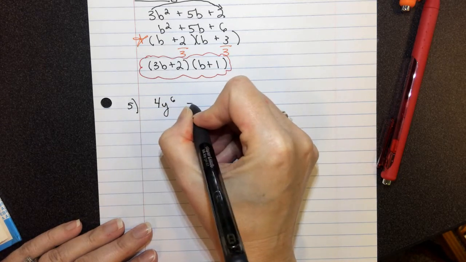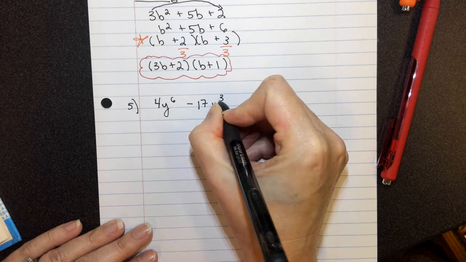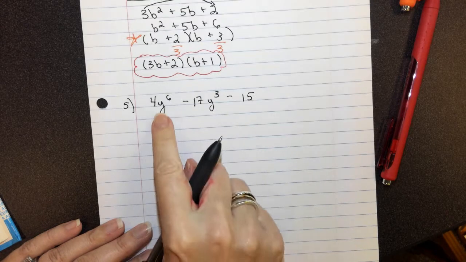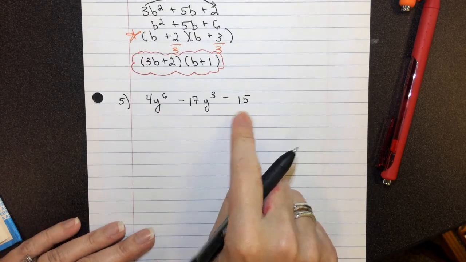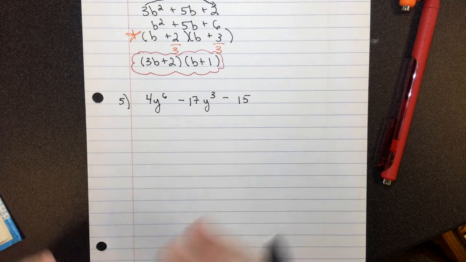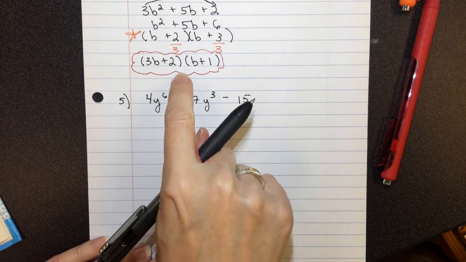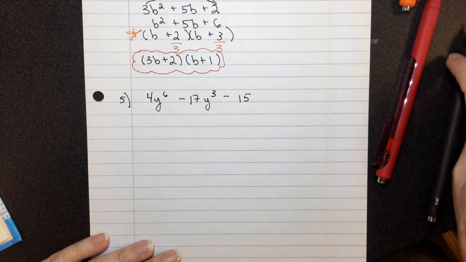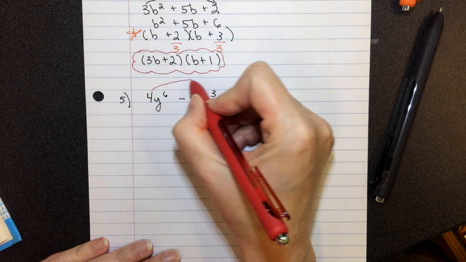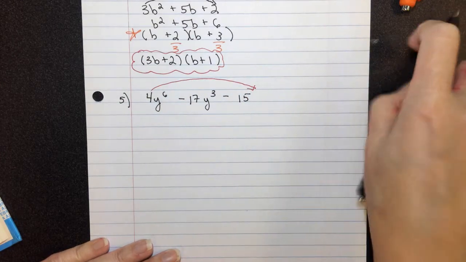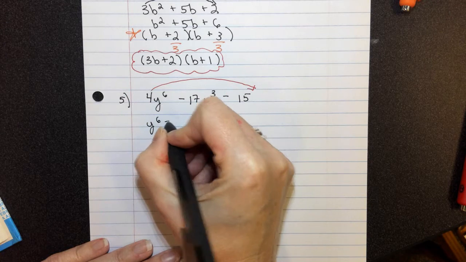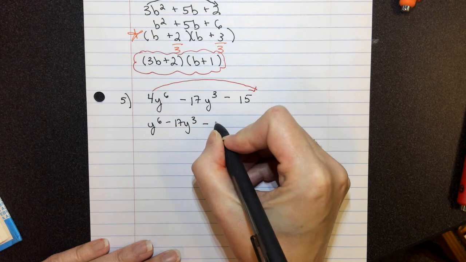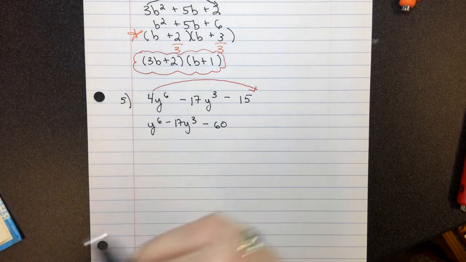4y to the 6th minus 17y to the 3rd minus 15. I'm going to be honest with you, I'm not sure either right now. I can do a lot of stuff in my head, but I don't want to spend all the time doing it. So in this case, this is a pretty reasonable way to go, so I'm not wasting time. So what I'm going to do is multiply those two guys. So I have y to the 6th minus 17y to the 3rd minus 60. Let me just double check.